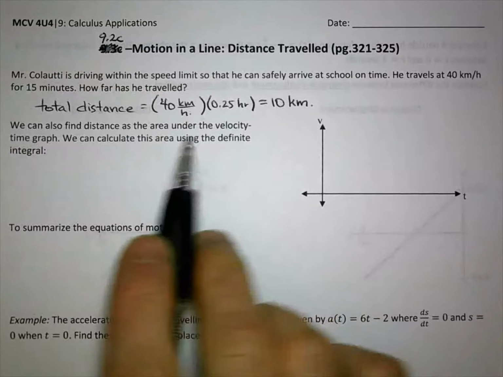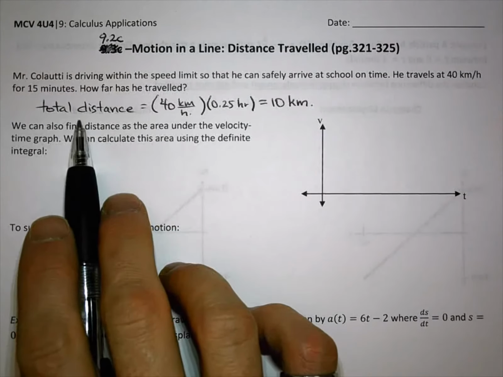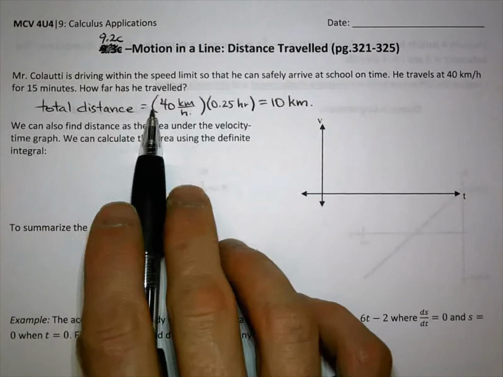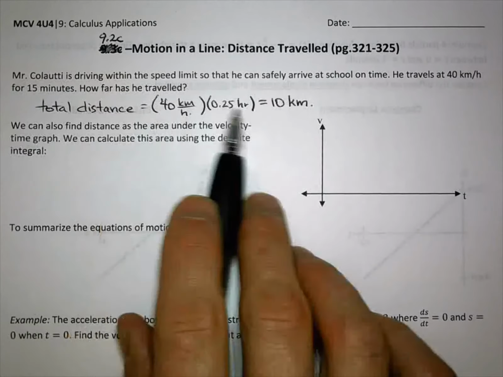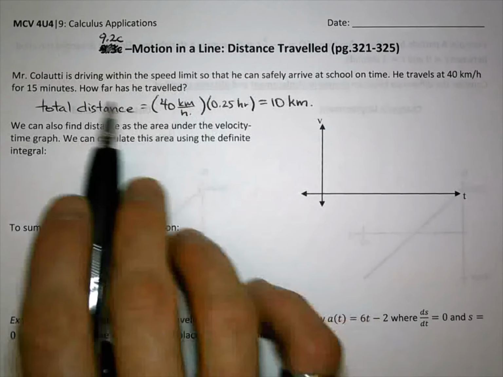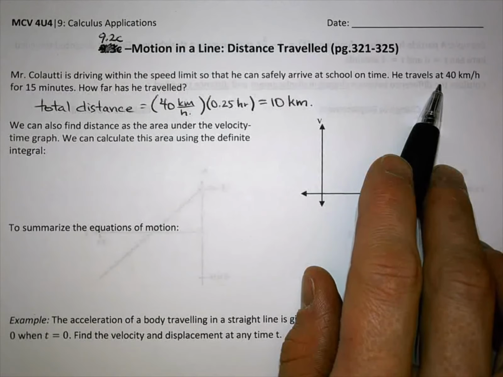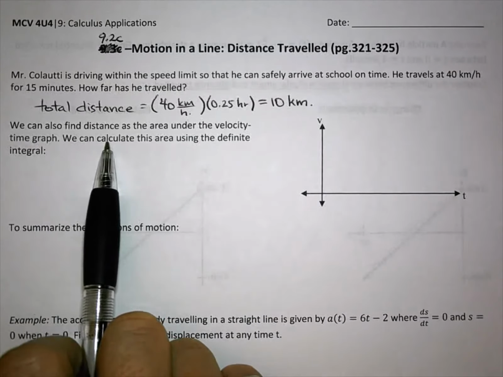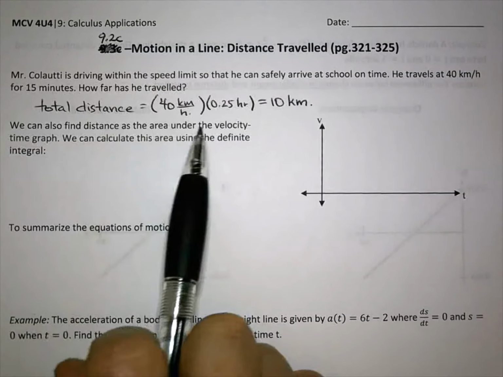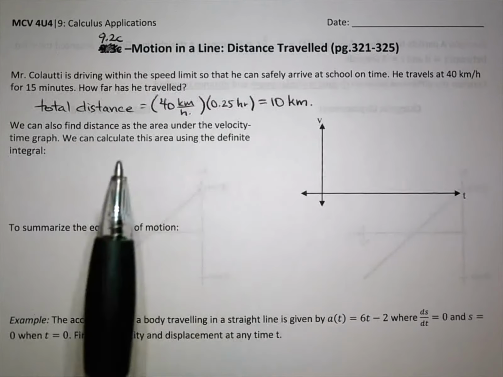And you're correct. That is, in essence, what finding the distance is. You're multiplying the speed and the time. That's if the speed is constant. Another way we can calculate the distance is as an area under the velocity time graph.